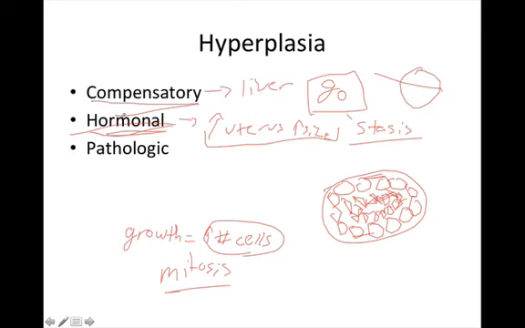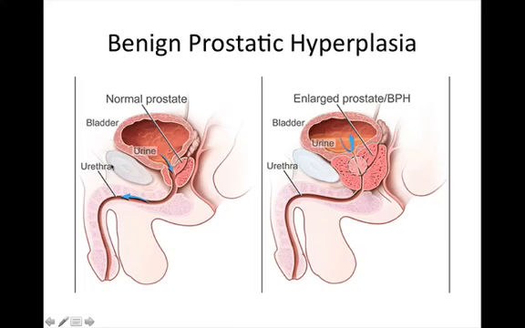That's not necessarily a pathological condition. It's a normal adjustment. But pathologic hyperplasia, on the other hand, well, you can do the math here. This is hyperplasia that is not good. And an example of that which affects my particular gender is benign prostatic hyperplasia, or what we like to call prostate enlargement, which tends to have a family history to it and so on.